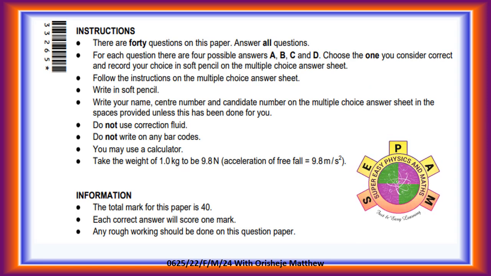The total mark for this paper is 40. Each correct answer will score 1 mark. Any rough working should be done on this question paper.